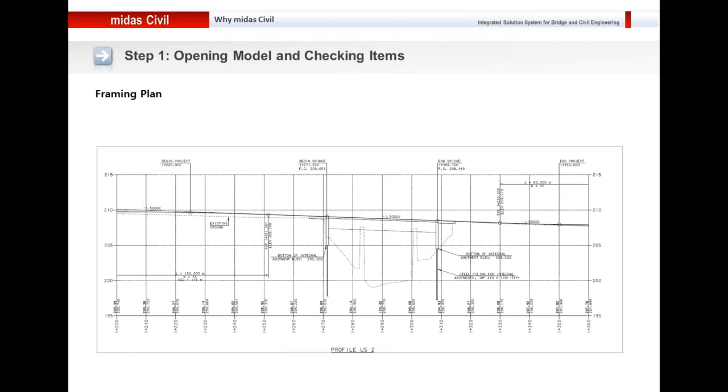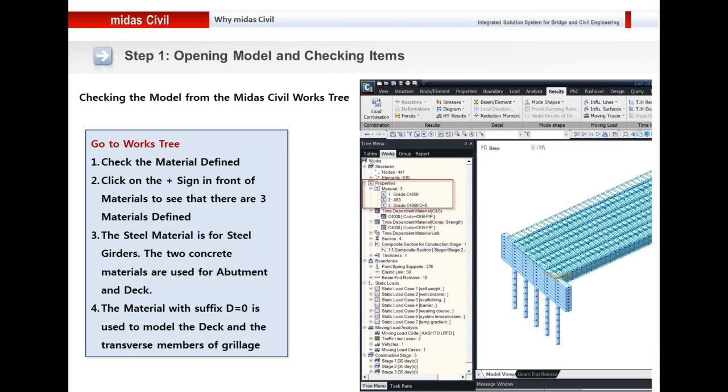It has 5 steel girders and a concrete deck on the top of it. And this is how the elevation looks. And since Midas Civil is a 3D finite element analysis software, you can model this type of elevation difference between the two abutments, and that is exactly what I have done in the model.